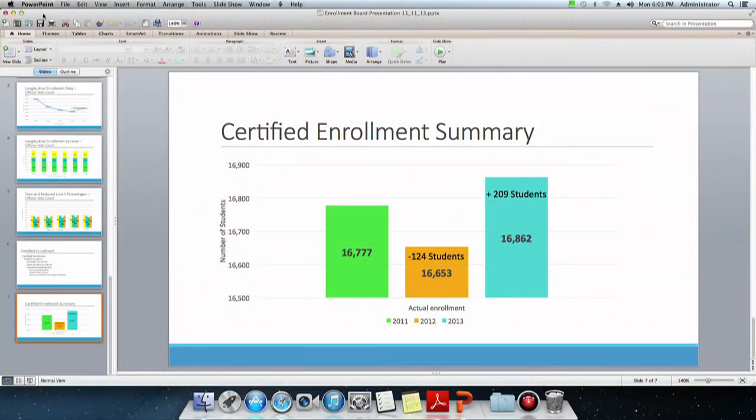Alan, which number do we use again for funding as far as from the state? The certified enrollment is what's used for funding, which is this slide right here. Thank you. How happy are we? Very happy. Turning the corner.